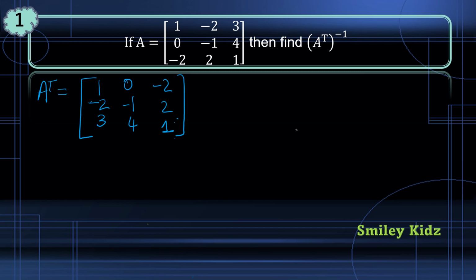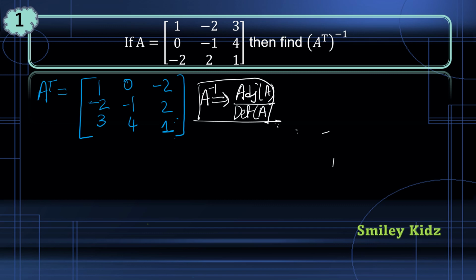How do we find out inverse? What is the formula for inverse? It is adjoint of A by determinant of A. That means firstly we need to find out the adjoint, then determinant, and then find out its inverse. Now, for finding out adjoint, we need two most important things, minors and cofactors. Let's find out then.